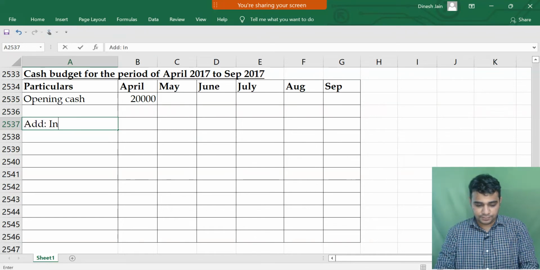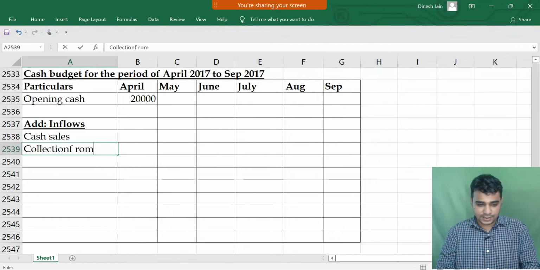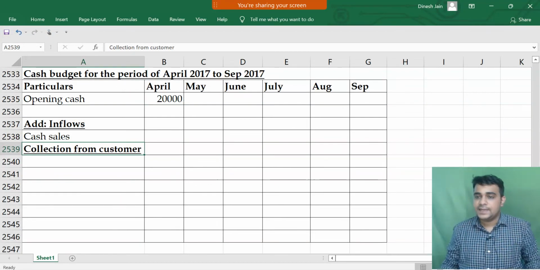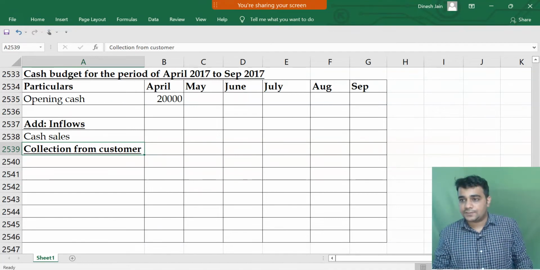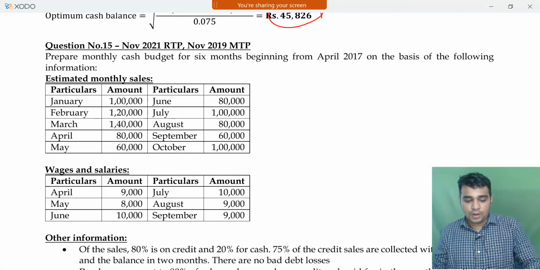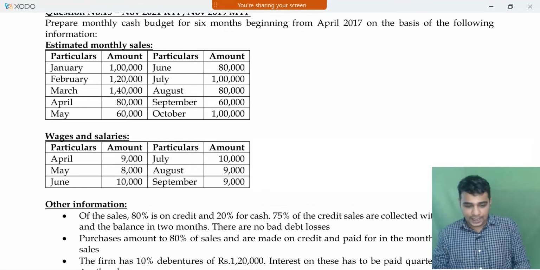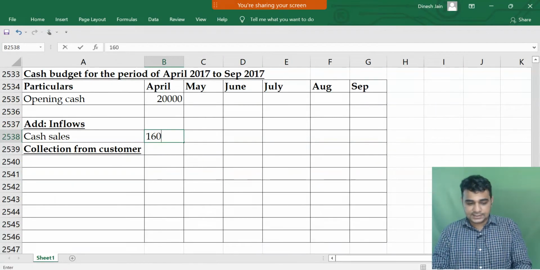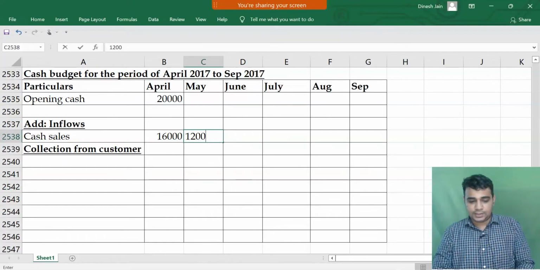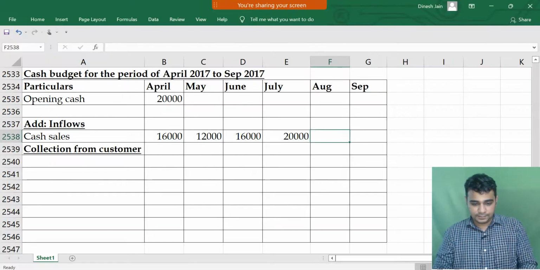Add inflows. Cash sales and collection from customer. I may split this further. What the question has mentioned is, of whatever sales is happening, 80% is on credit, 20% is on cash. So let's quickly close the cash sales part. 20% of sales: 16,000, 12,000.